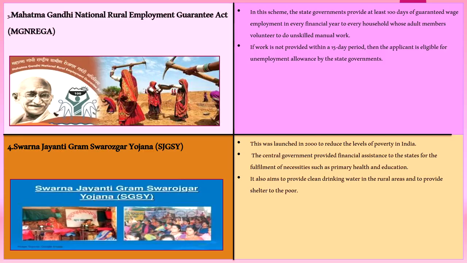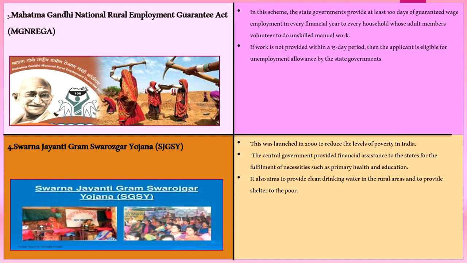The third one is the Mahatma Gandhi National Rural Employment Guarantee Act. In this scheme, the state government provides at least 100 days of guaranteed wage employment in every financial year to every household whose adult members volunteer to do unskilled manual work. If the work is not provided within a 15 day period, the applicant is eligible for unemployment allowance by the state government.